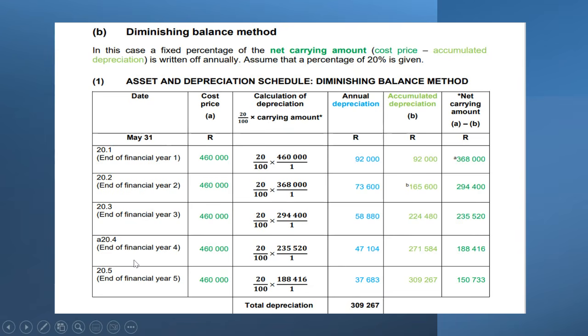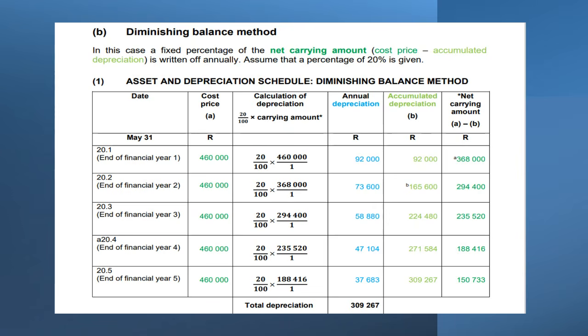That's the same as the previous example. The cost price is still the same, 460. It does not change. We keep it as it is because we follow the historic cost principle, which requires us to keep the original cost price of the asset as it is. Then let's go to the third column where we are calculating the depreciation. Here they are saying 460,000.